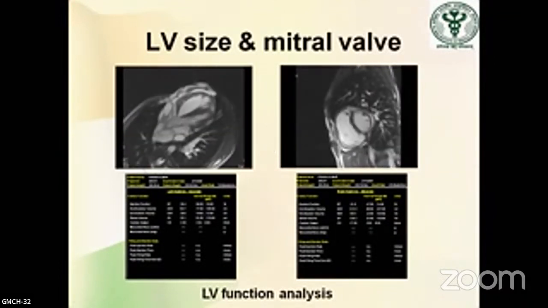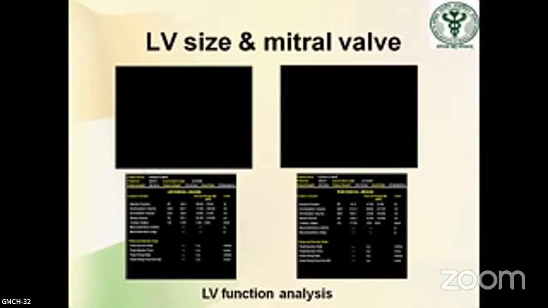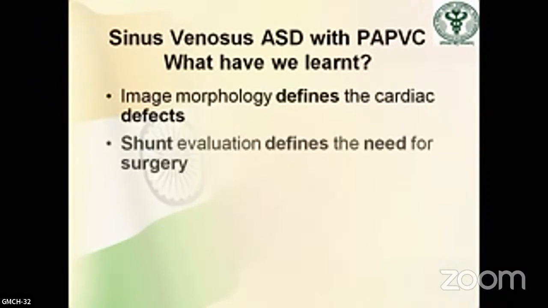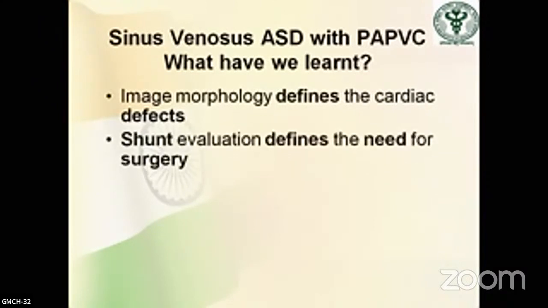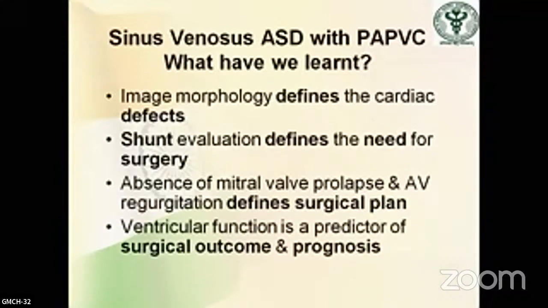So we need to assess the mitral valve, whether there is an AV regurgitation there or not. We can do MR. We want to assess the left ventricular function to prognosticate the outcome of surgery. A good ventricular function and good ventricular size will come up well. So this is what we need. Image morphology defined. This evaluation can be used to define the need for surgery. The absence of mitral valve disease defines a surgical plan, and the assessment of ventricular function decides on surgery and prognosticates the outcome. So see how comprehensive information can be obtained from cardiac images.